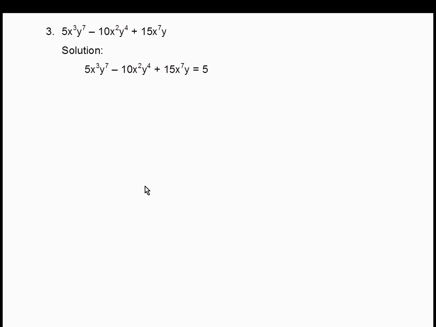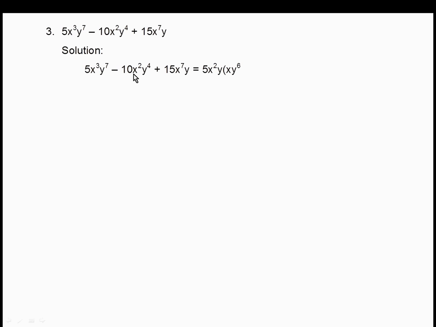So 5 is what the numbers have in common. X squared is what the x's have in common. And y is what the y terms have in common. Now to figure out what's left, again divide each one of these three terms by 5x squared y. When I divide 5 by 5, I get 1, so we're not going to write it. X cubed divided by x squared is just x, and y to the 7th divided by y is y to the 6th. Now the next one, I'm going to have a minus sign, of course.